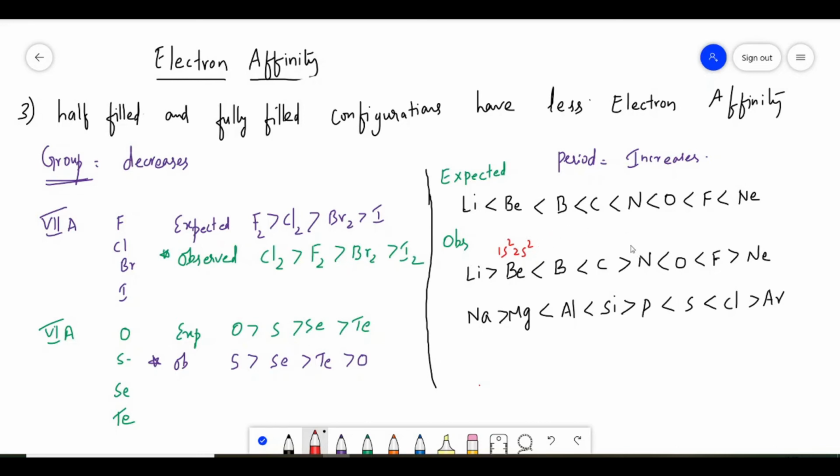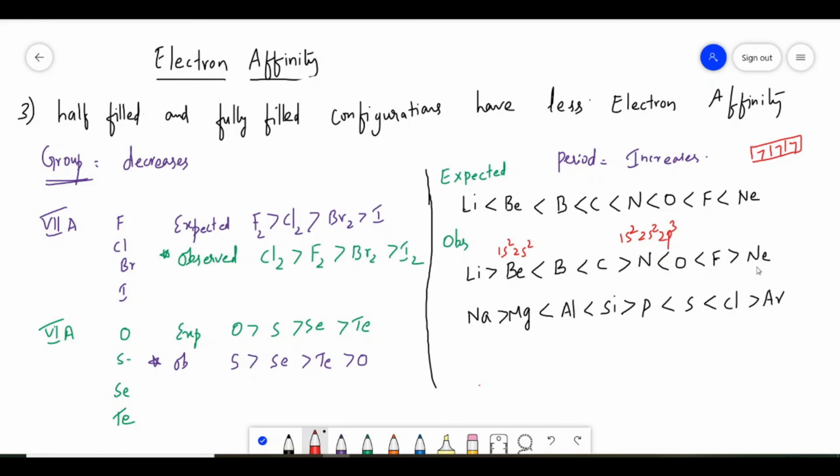Now when coming to nitrogen, nitrogen configuration is 1s2, 2s2, 2p3. 2p3 means in the p orbital there are 3 degenerate p orbitals, px, py, pz. So 3 electrons, 1, 2, 3. So 3 electrons are half filled. So again here half filled configurations also have less electron affinity. So that is why nitrogen electron affinity is less than carbon and oxygen.